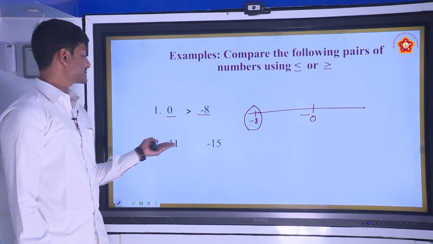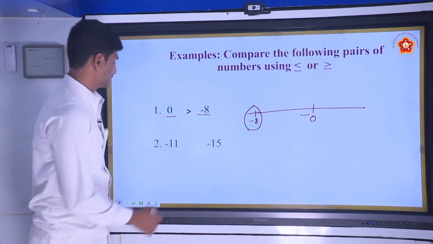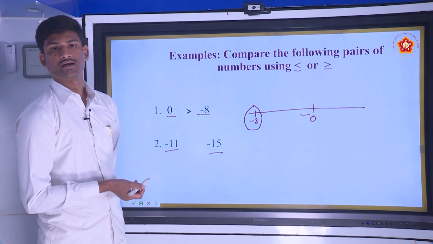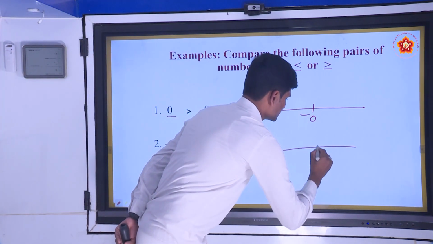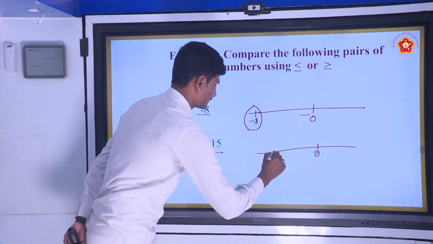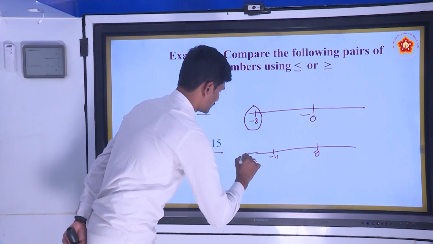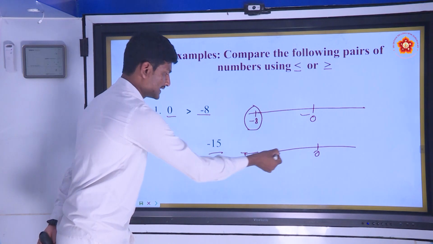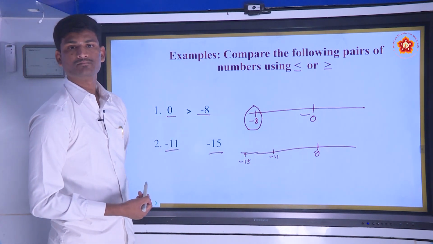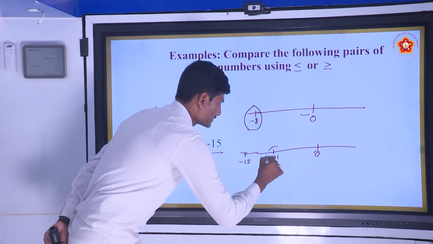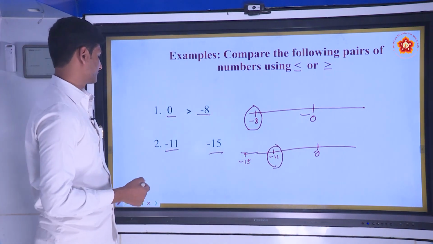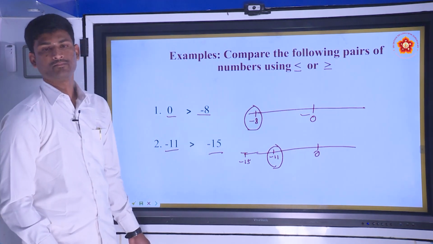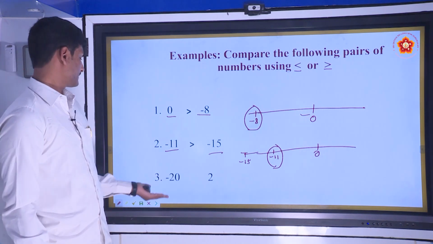Then -11 and -15, which one is greater? You already know, both are negative integers. 0, -11 here, and also -15 here. Which one is greater? We move left side from the 0, the value decreases. So -11 is the greater number. Right? -11 is greater than -15.